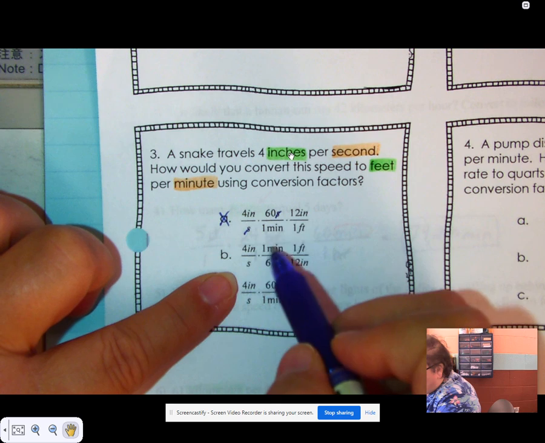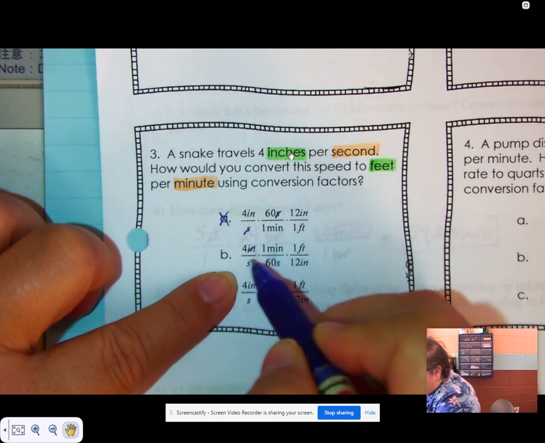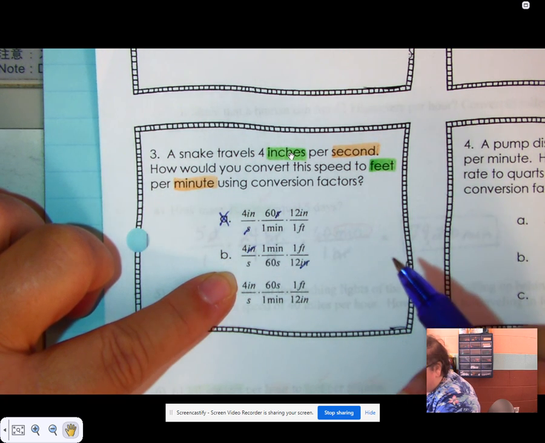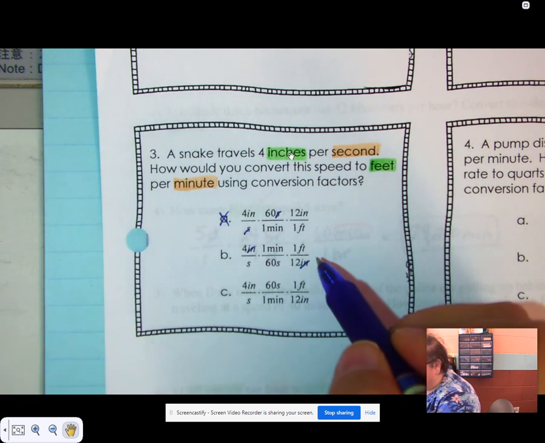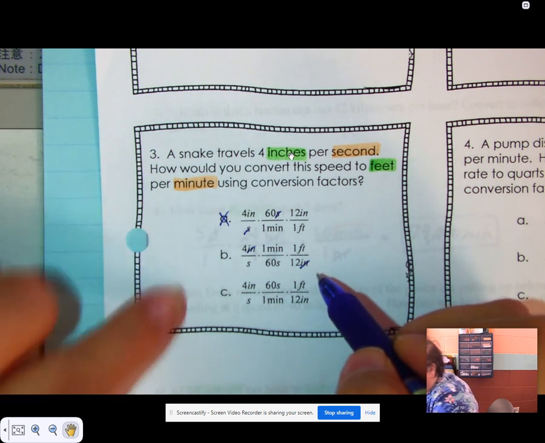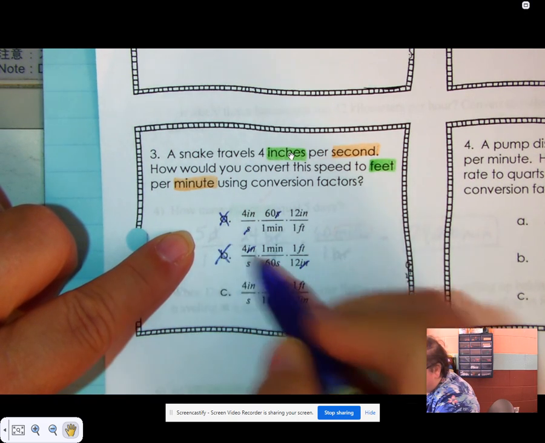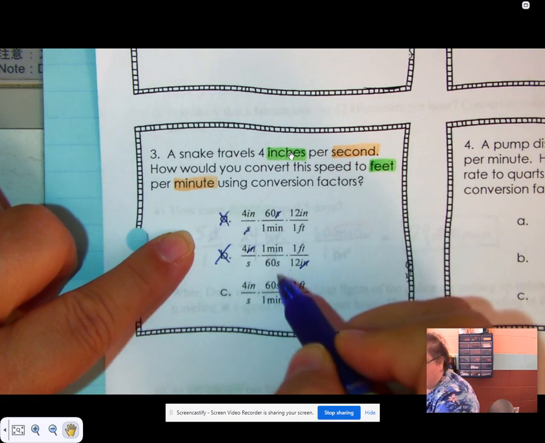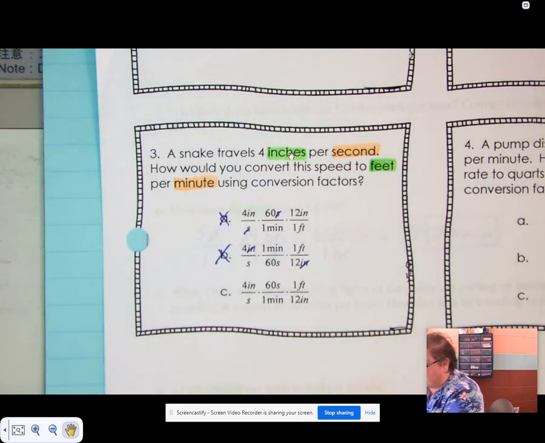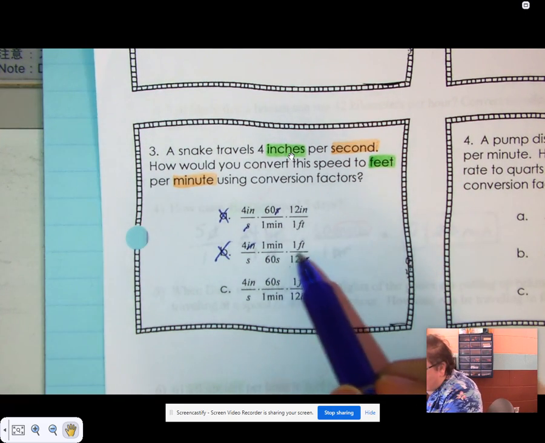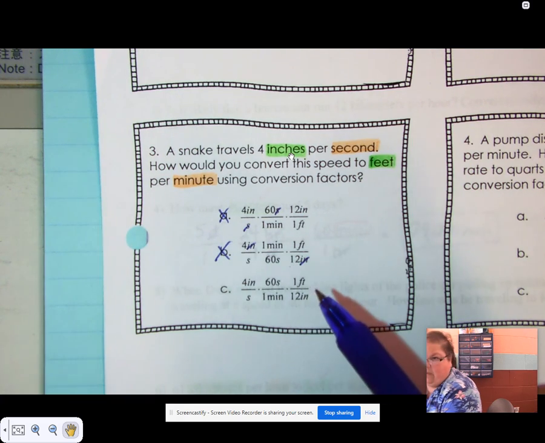All right, I've got inches and inches. But it's 4 inches and 12, and the seconds don't cancel. Do the seconds cancel? No, they can't. They're both denominators, so that's not good. And this is not a 1. Neither one of those are 1, so that can't work.